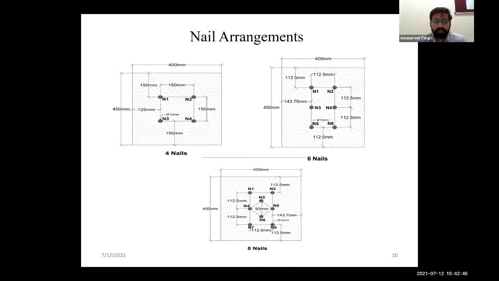I had considered three nail arrangements, where 4, 6, and 8 nails were used. Four were taken in the square pattern, 6 were taken in the rectangular pattern, and similarly the 8 were used in the staggered pattern. So I had used two materials, and these three nail arrangements were used.